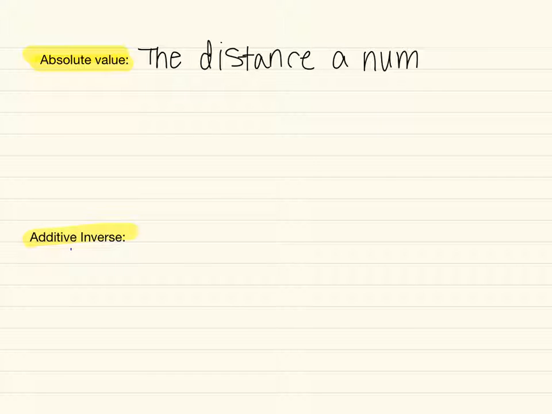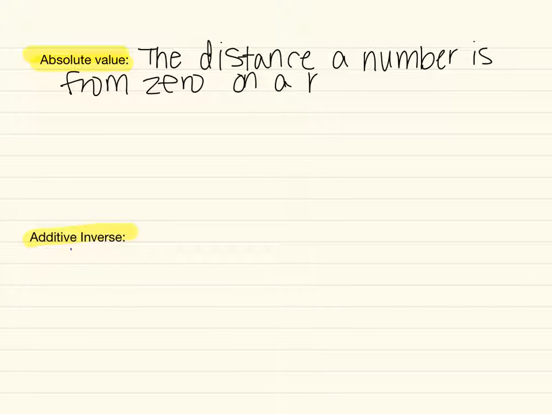The first thing that we need to talk about is a quick review of absolute value. Okay, hopefully everyone remembers what absolute value means, and that is the distance a number is from 0 on a number line. So let's go ahead and write that down. The distance a number is from 0 on a number line.